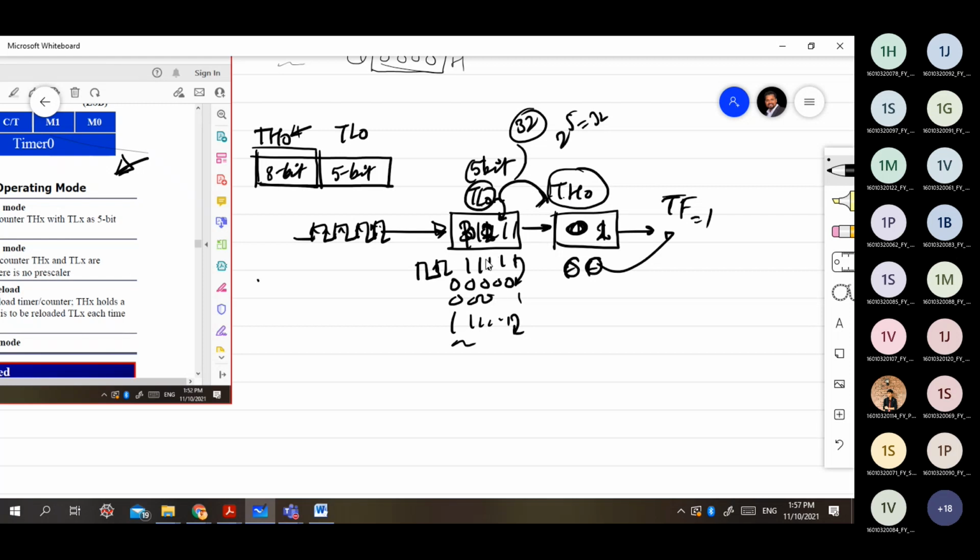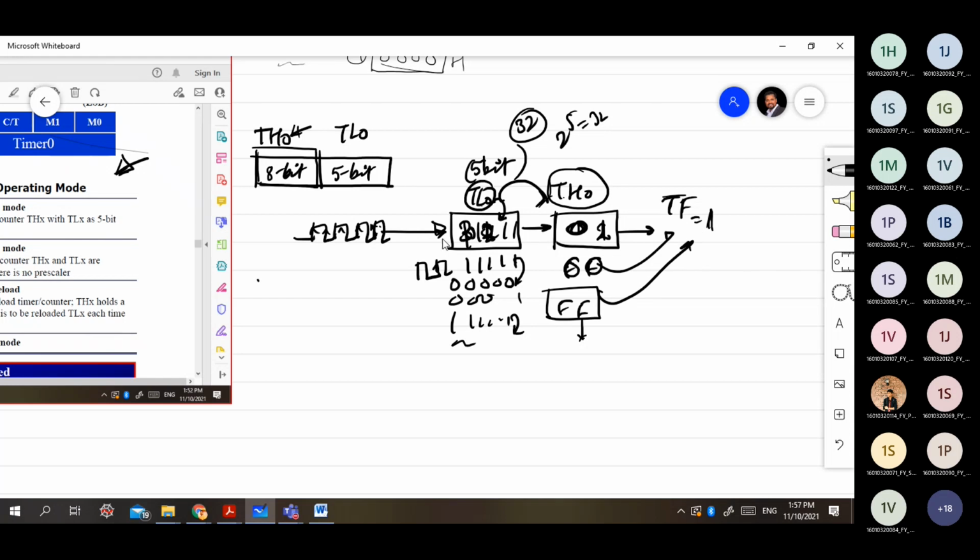ठीक है, this process will keep on repeating till this TH reaches the FF. ठीक है, once this TH reaches the FF, then whenever the TL overflows for the next time, it will just overflow this TH also. And जब TH overflow हो जाएगा तब जाके TF flag 1 हो जाएगा. Are you getting it? So this is how this particular thing works.